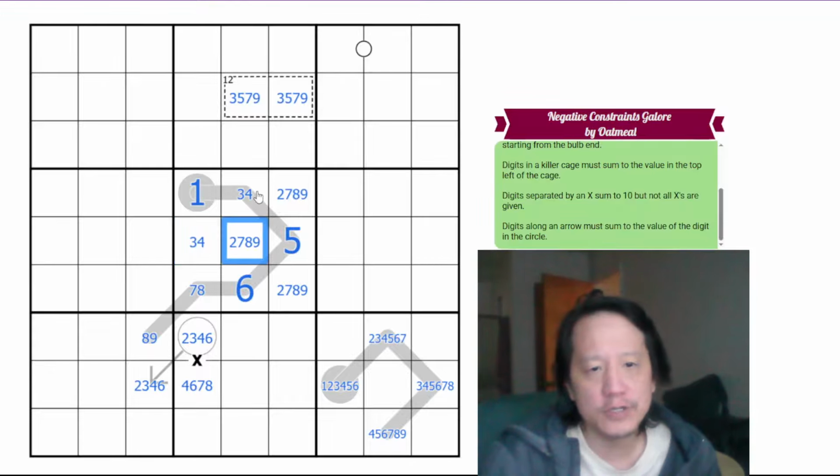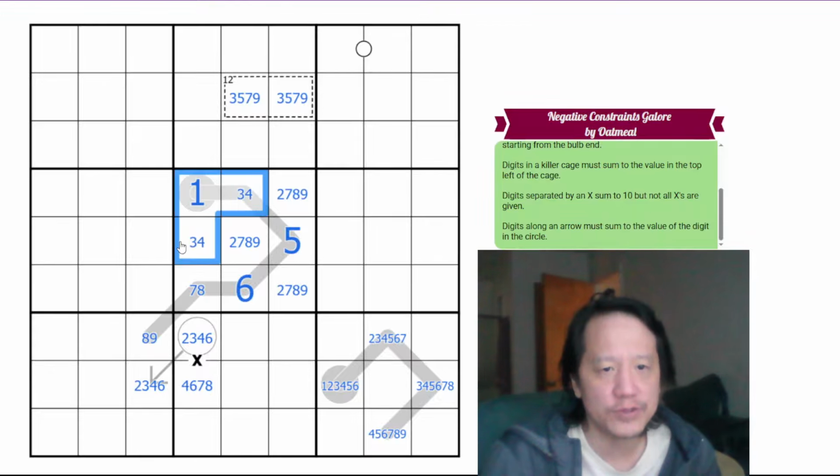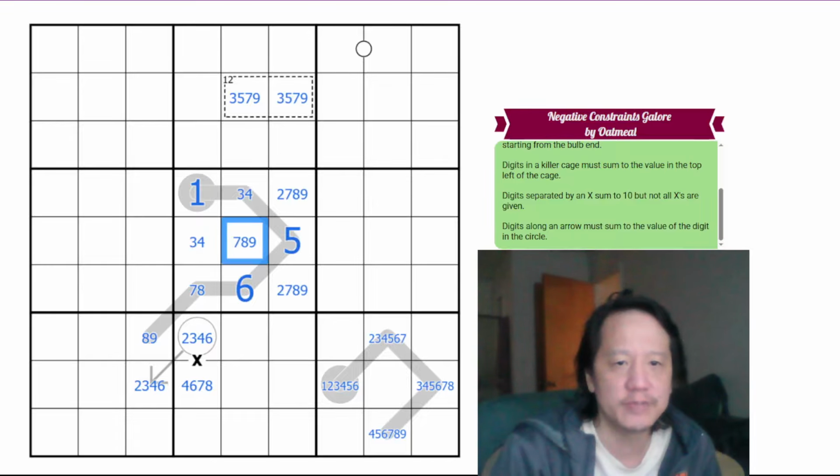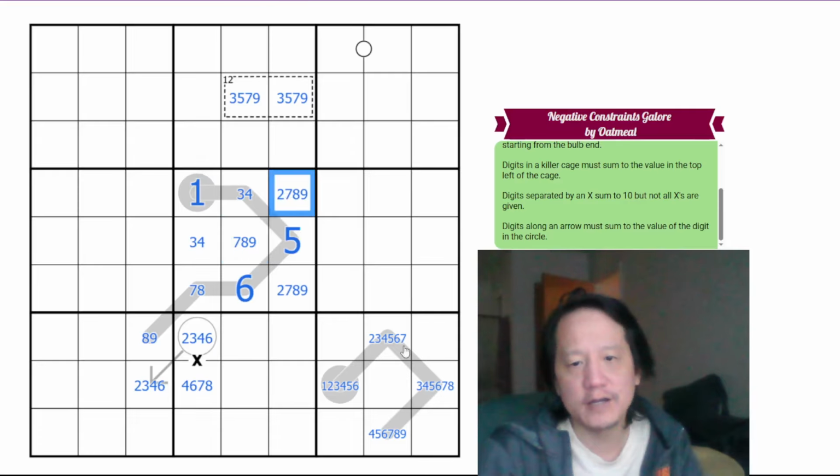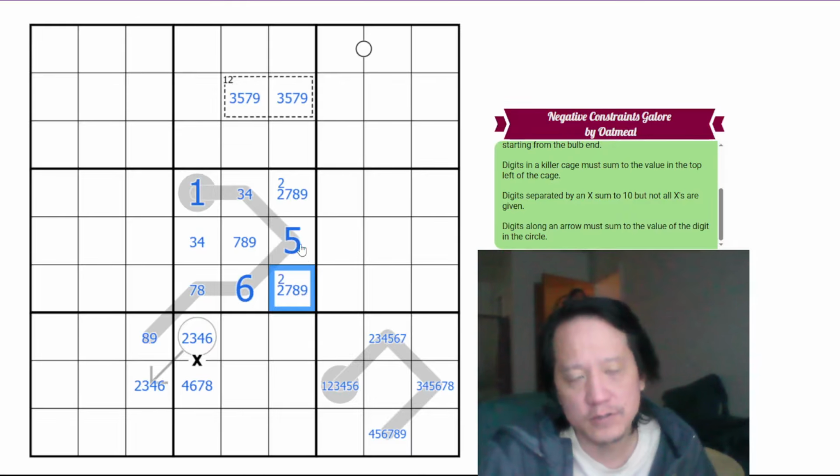If we had a 2 here, it would be guaranteed to be next to a 3 in one of these boxes, and that doesn't have a white dot in between. So this cannot be 2, which means 2 has to be one of these 2 digits here.